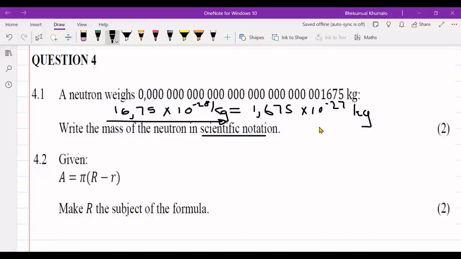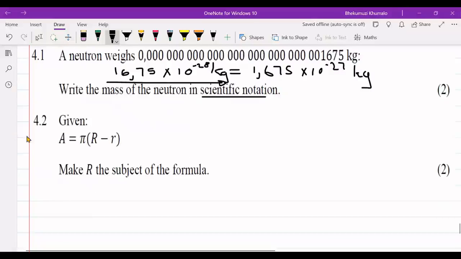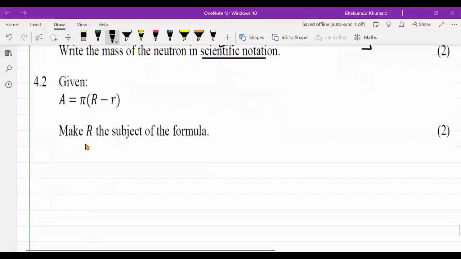Okay, now we are asked another one. So given A equals pi, and then inside it's R minus r. Okay, R minus r. And we are supposed to make R the subject of the formula. So we first write out the entire formula as is. So let's write out the formula as is.